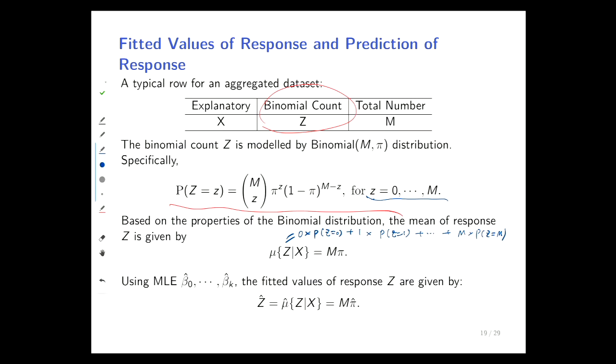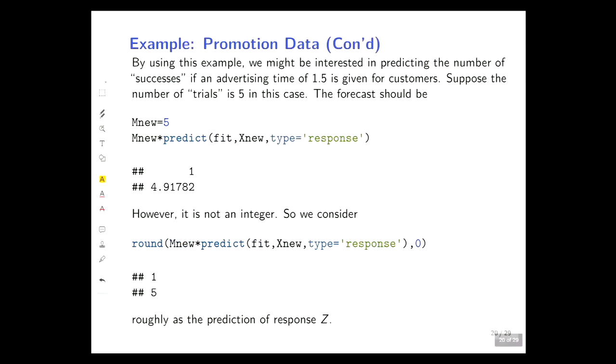So if you compute this mean, which is the mean for a discrete random variable, and just plug in those probabilities, you can obtain this simple conclusion: the mean here is actually m times pi. And because we can obtain the fitted value of pi, we can obtain the fitted value of z, right? So this is the fitted value of z, obtained by plugging in the fitted value of pi.